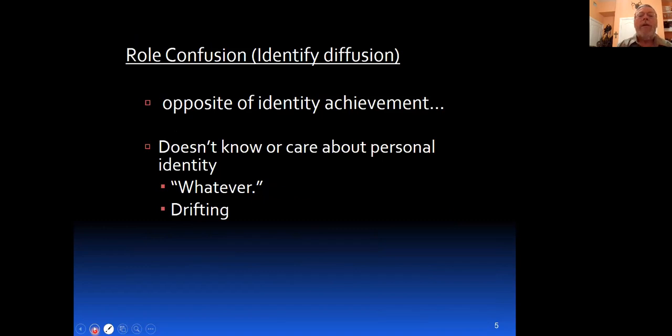So role confusion, also known as identity diffusion, then means that the person does not have a sense of who they are, where they're going, or maybe doesn't care. So role confusion is exemplified by the person who, as they move on from adolescence, doesn't really know who they are, what they're going to try to accomplish. So you ask them, well, you know, what do you think you're going to do with your life? And they say, I don't know, whatever.